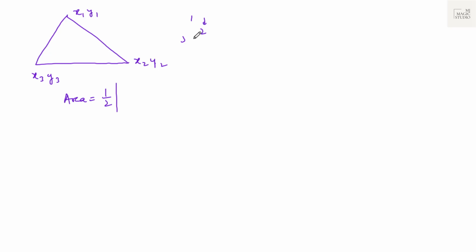1, 2, 3 in cyclic order. So it is 1, 2, 3, 2, 3, 1, 3, 1, 2. And how to put it in? This is x1 into y2 minus y3 plus, now start with 2, x2 into y3 minus y1. Now start with 3, plus x3 into y1 minus y2. This is the normal formula we use for Cartesian coordinate systems. 3 points are given and this formula is used.